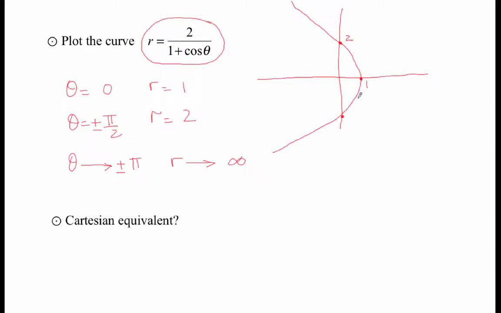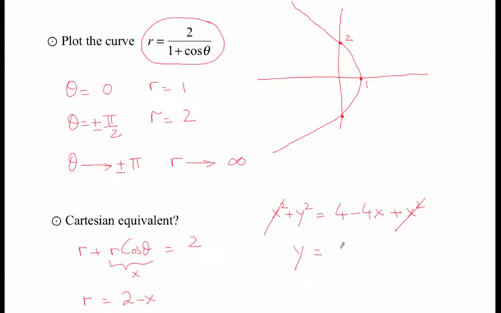But before plotting it properly, let's ask what is the Cartesian equivalent. So let's write this now in the form r plus r cosine theta equals 2. But r cosine theta is x, and so we have r is equal to 2 minus x. Now square both sides, so we get x squared plus y squared equals 4 minus 4x plus x squared. The x squareds cancel, and so y becomes plus or minus 2 times square root of 1 minus x. This part over here is plus 2 times square root of 1 minus x, and this part here is minus 2 square root of 1 minus x.